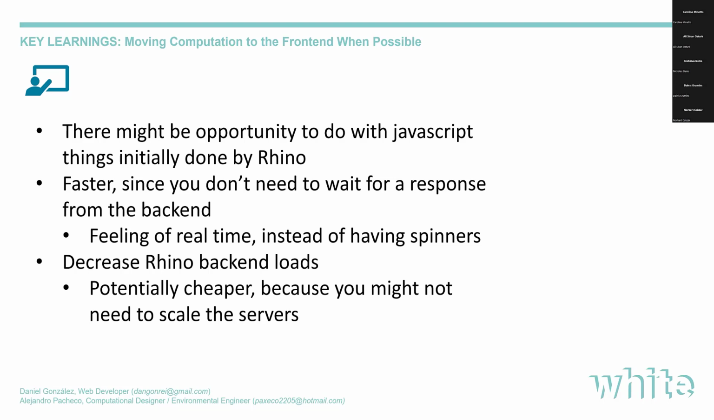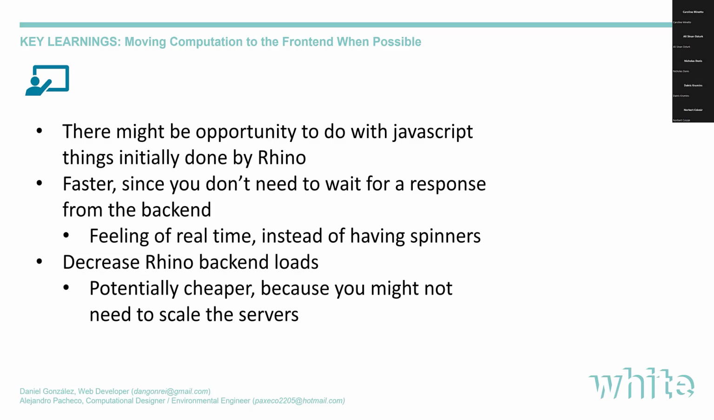So there are opportunities like this sometimes. If you inspect what the scripts that you have in Rhino are doing, maybe you identify some opportunities to move things to the front end. The result is that it's going to be faster because you don't need to send a request, do some processing on a computer somewhere else, and then get a response. You just do that on the user's computer, and that is going to give you a feel of real time. You upload the model and you instantly see all the layers, without seeing a spinner saying we are processing your layers. So the experience for the end user is much better.